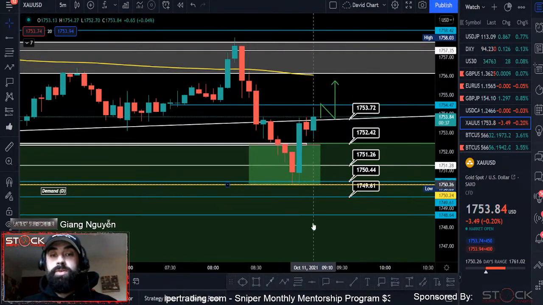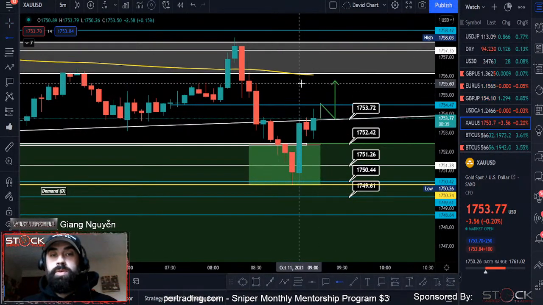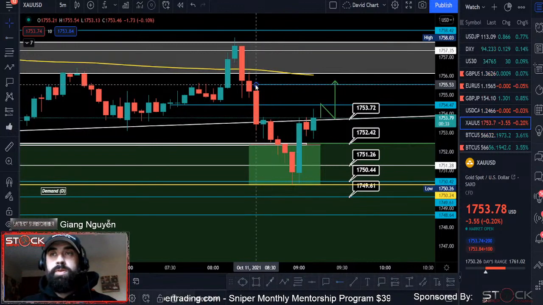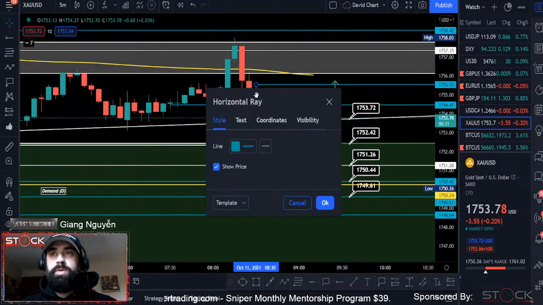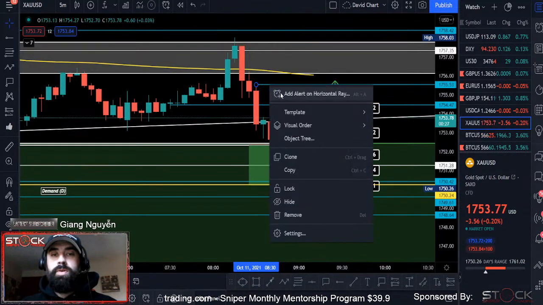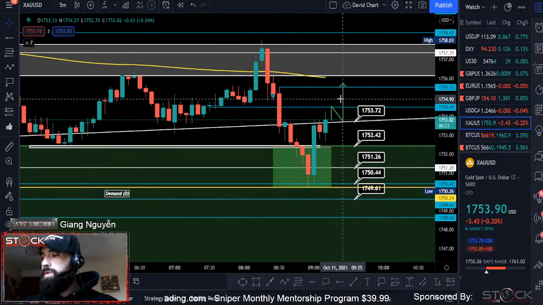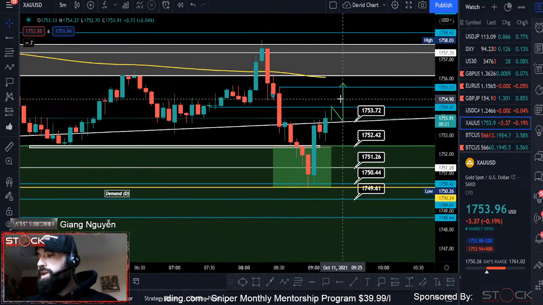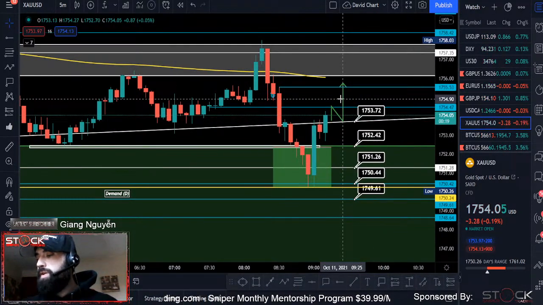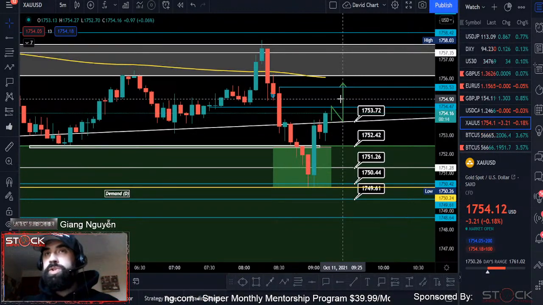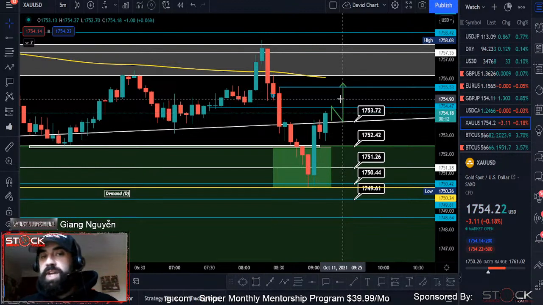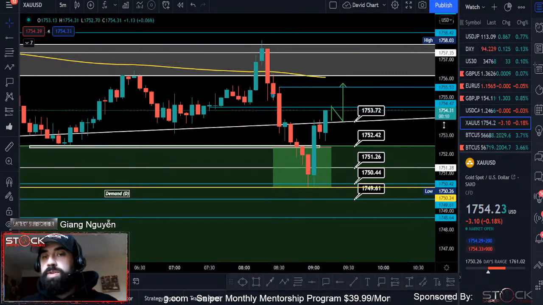Okay, so what I'm going to do... Perfect. There's gold going bullish, guys. Let's see what's going to happen here. This is a 9:15 candle. New candles, 10 seconds left. Let's see here.